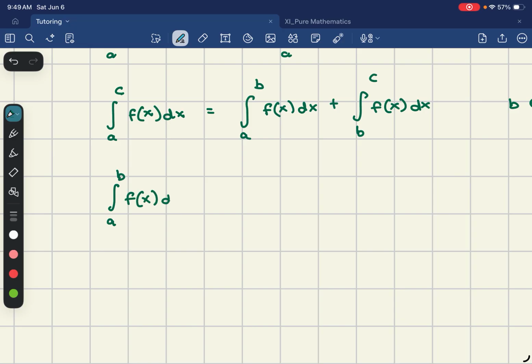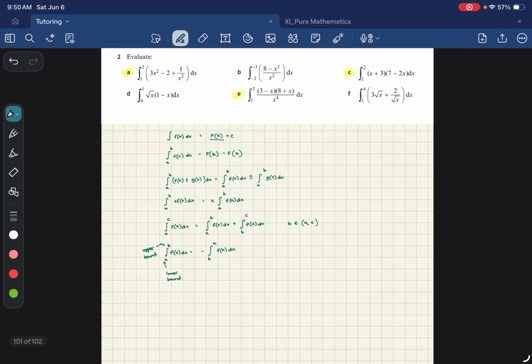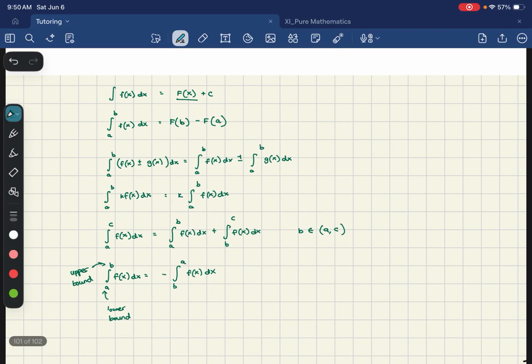And finally, if you integrate from a to b f of x dx, if you switch the bounds, then you have to put a negative sign in front. So integrating from a to b is the same as negative of integrating from b to a. This is called the lower bound, this is called the upper bound. So if you switch your lower bound and your upper bound, you need to put a negative sign in front of f of x dx.